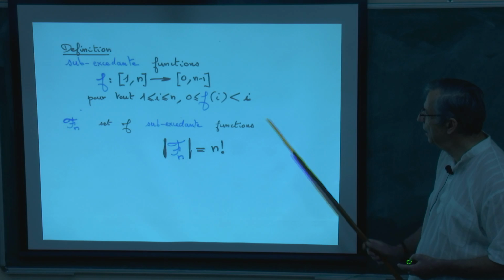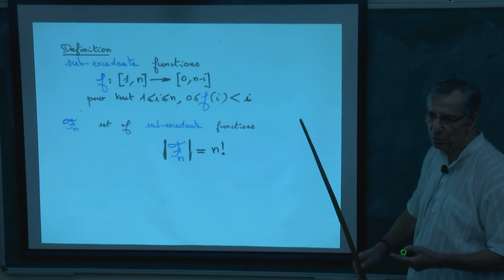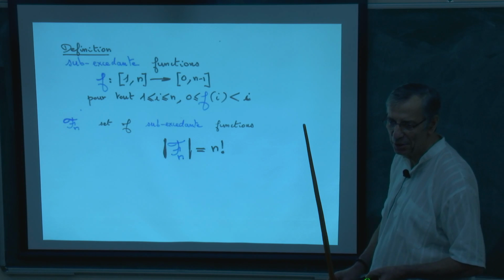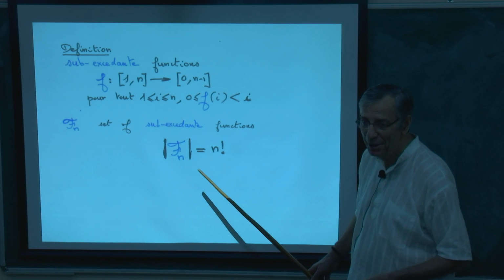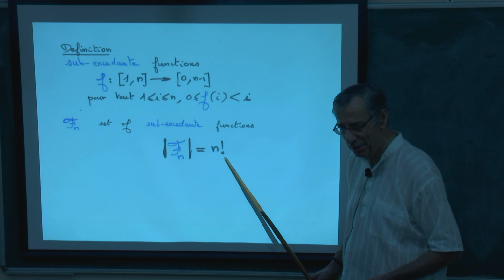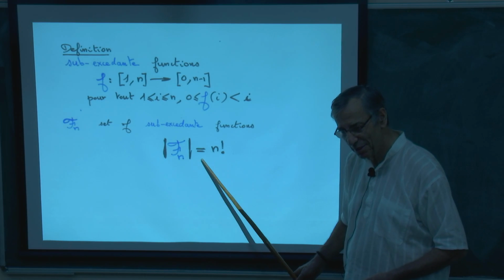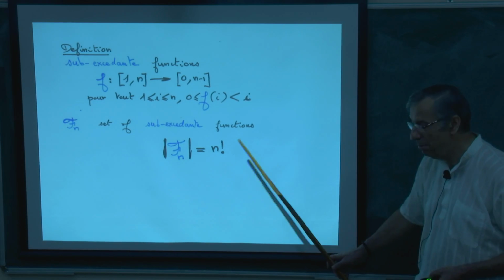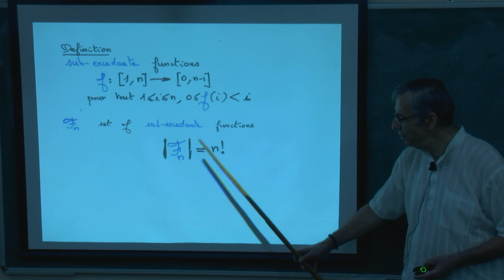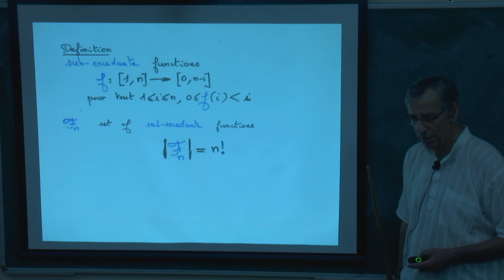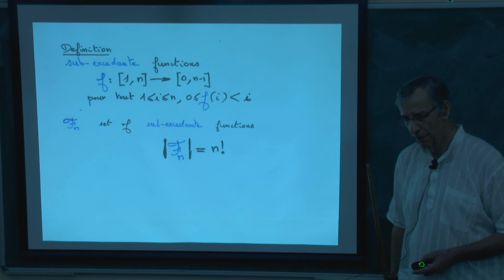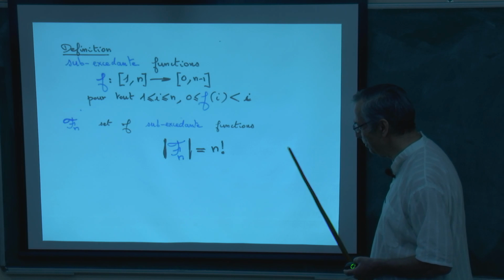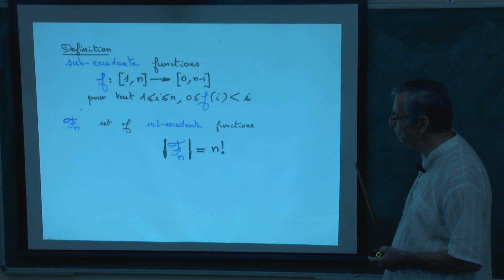Because for f of 1 there is one choice, for f of 2, 2 choices, 3 choices, 4 choices. So in fact this is the most simple direct interpretation of n factorial. It's not permutations, it's this. To say that it's a permutation means you are going to give a bijection between permutations and this set of subexcedant functions. So in this class I will give two bijections between permutations and this set of subexcedant functions.